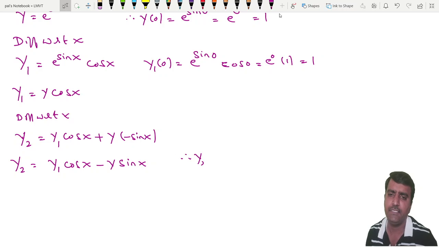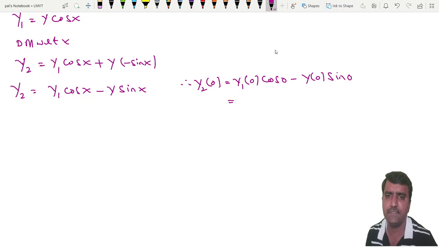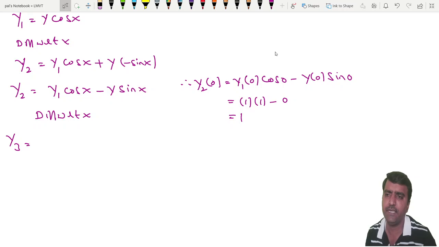Therefore y2 of 0 is equal to y1 of 0 into cos 0 minus y of 0 into sin 0. As all of you know, sin 0 is 0, cos 0 is 1, and y1 of 0 we obtained in the previous step is 1. Cos 0 is 1, minus sin 0 is 0, it is 0. So y2 of 0 is 1. Again differentiate this with respect to x to find y3. Differentiation of y2 is y3.